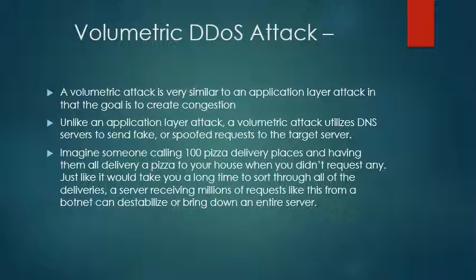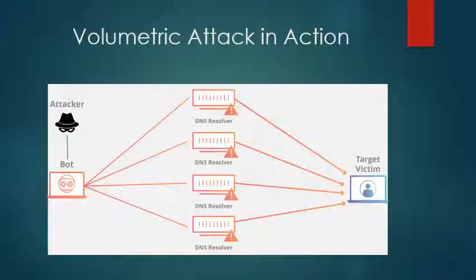Imagine if somebody ordered 100 pizzas and sent them all to your house when you didn't request any. Just like it would take you a long time to sort through all of these unplanned deliveries, a server would take a while to sift through millions of unplanned requests, slowing it down or in some cases crashing the server. In this example of a volumetric attack, we can see an attacker using a bot to send requests to a number of DNS resolvers who then act as proxies to send bad requests to a target server or site, triggering a slowdown because the server cannot respond to these requests in a timely manner.